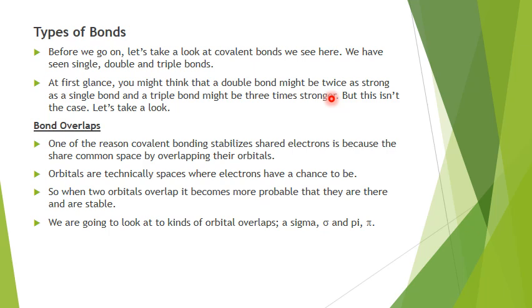But what we want to do is look at our single, double, and triple bonds because we're going to find this is not the case. A double bond is not just 2 single bonds. So what we're going to do is look at the bond overlaps, and the bond overlap is where the electrons get shared. One of the reasons covalent bonding stabilizes shared electrons is because of the shared space between overlapping orbitals.